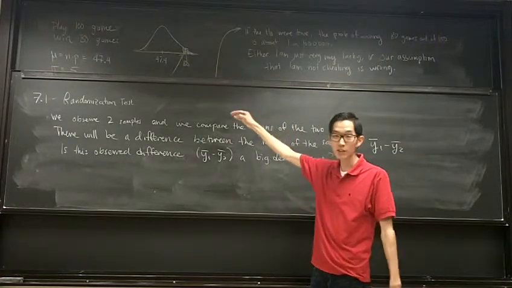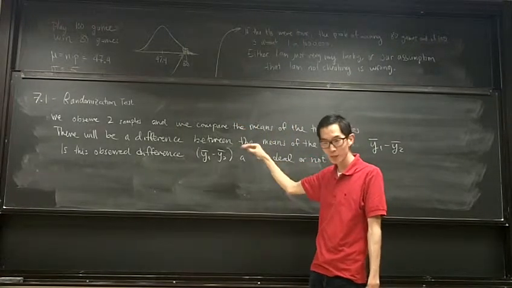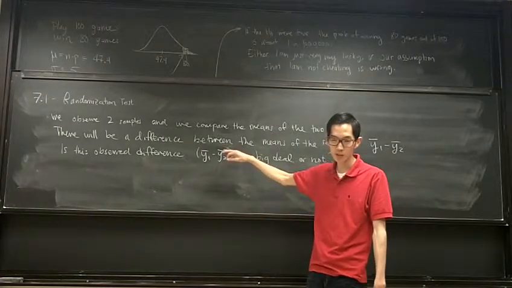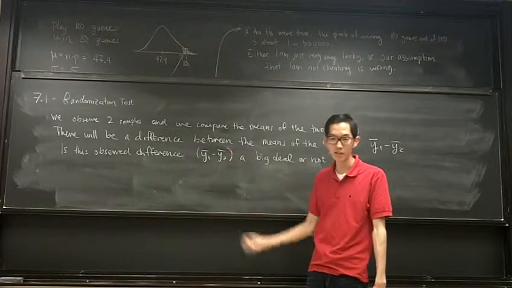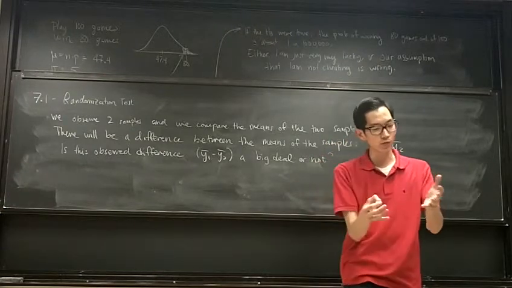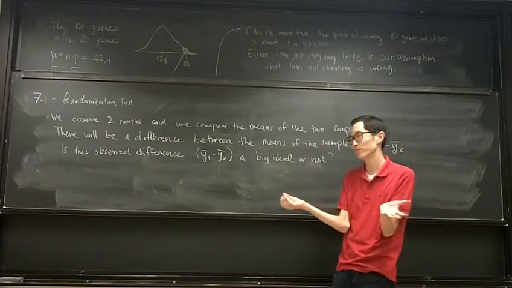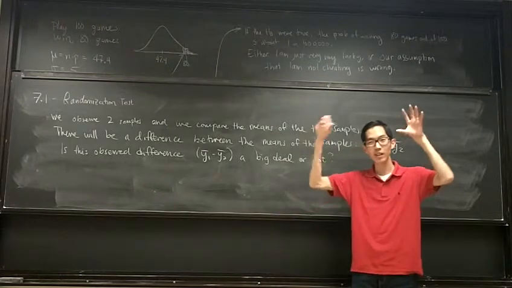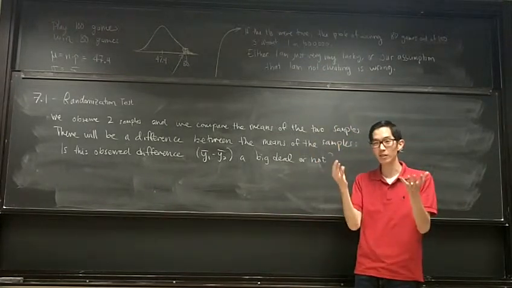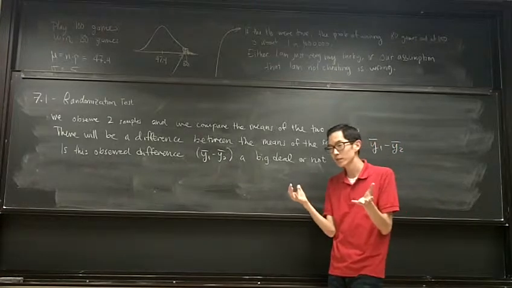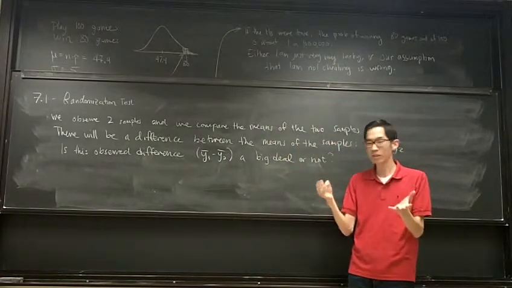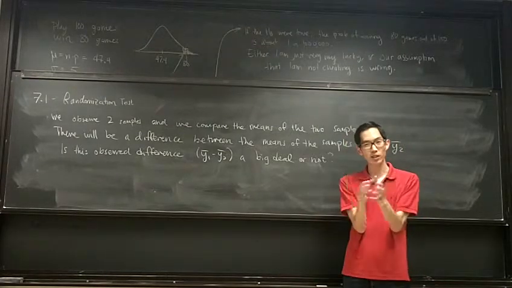With the randomization test, we ask the same question: what's the probability of observing a difference like this? Except we actually randomize the data itself. We take the actual numbers that we gathered, and rather than saying these came from some population, we just say, what if I just shuffled the data?